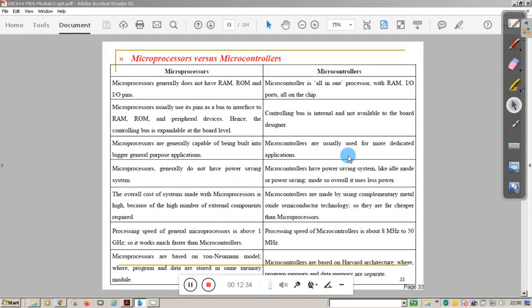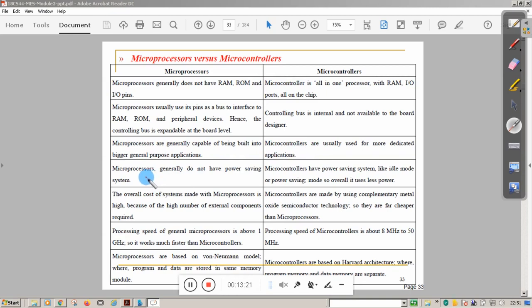Now we'll see a couple of points related to the difference between microprocessor and microcontroller. Already we are aware of this. A microprocessor generally doesn't have RAM, ROM and IO pins. A microcontroller has ROM, RAM and IO ports all on the chip. A microprocessor usually uses its pins as a bus to interface to RAM and ROM. Normally RAM, ROM and all these memory devices must be interfaced to the microprocessor, but here it is internal. That's why the circuit design of a microprocessor becomes complicated. Microprocessors are used to build general purpose applications, but microcontrollers are used for specific applications.